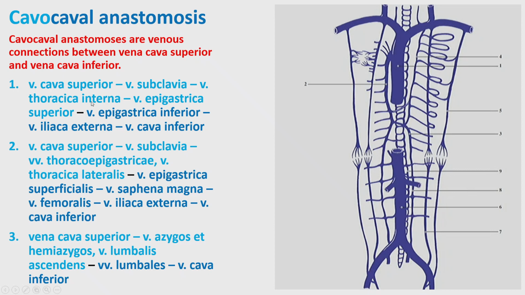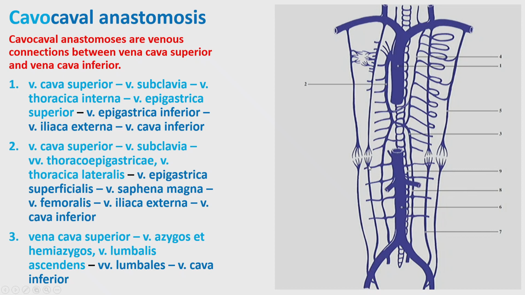The internal thoracic vein then drains to the subclavian vein mainly, and then the subclavian vein is connected with the internal jugular vein to the brachiocephalic vein and superior vena cava. So this is one way of the passage to the superior vena cava: the superior epigastric to the subclavian, subclavian to the brachiocephalic, and to the superior vena cava.